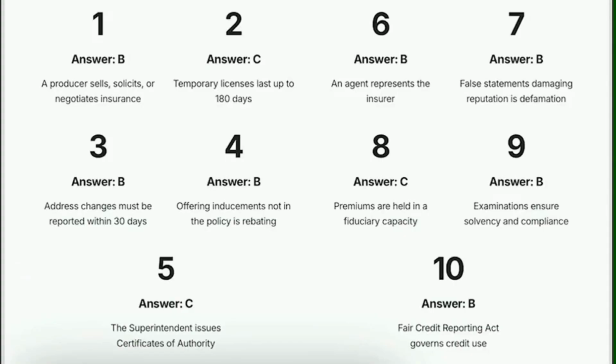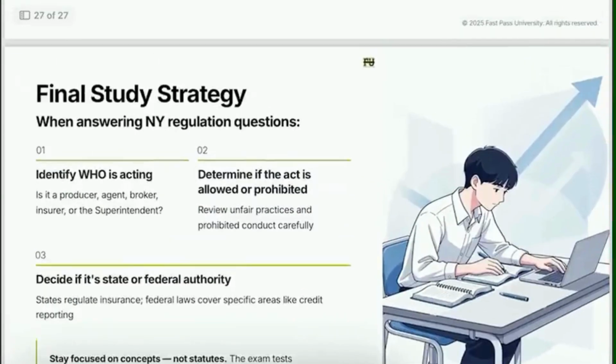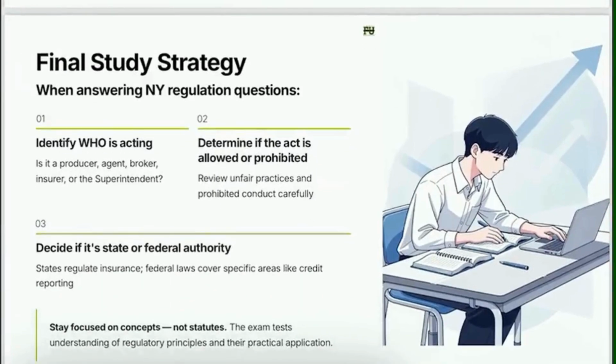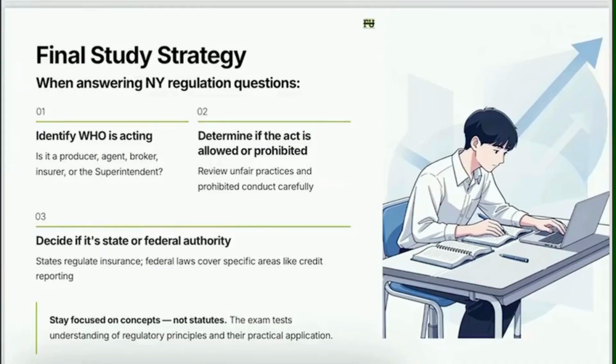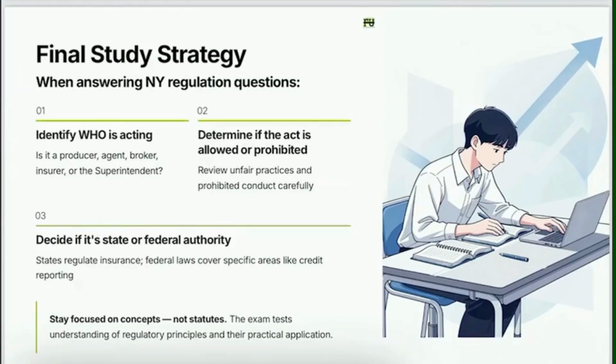All right, so when answering your New York regulations questions, identify who is acting. Are they asking about the producer, the agent, the insurer, broker, superintendent? Make sure that you read those carefully. Determine if an act is allowed or prohibited. Decide if it is state or federal authority. Stay focused on concepts, not just statutes. The exam tests understanding of regulatory principles and their practical application. You have got this. Just focus on those numbers and everything we went over here.